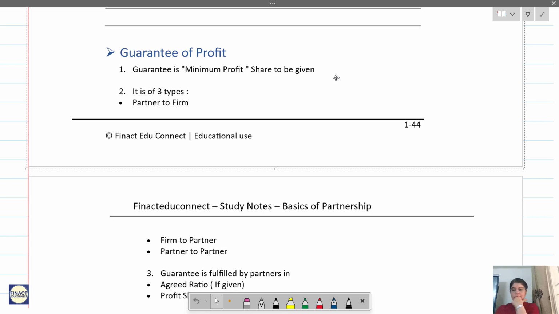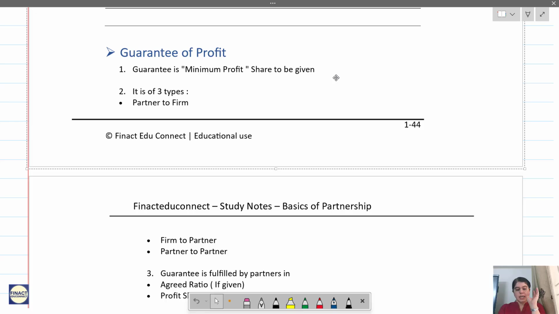So let's start. Now you already know the meaning of the word guarantee. So what is a guarantee? Whenever you buy something from the market, like a phone or even shoes, they tell you that this has a guarantee of, let's say, 6 months or 1 year. What does that mean? That for the minimum period of 1 year, your phone or your shoes will be working.